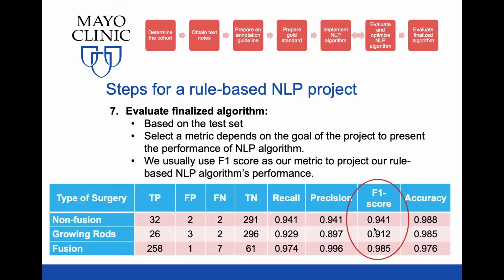Numbers over 0.9 are usually good numbers that show the performance is reasonable and acceptable. You can see our NLP algorithm performance for our example project for each of these categories. The F1 score is a metric that shows the balance between both recall or sensitivity and precision. So if both are good numbers, we can achieve an F1 score over 0.9.